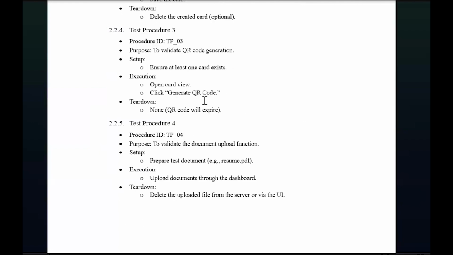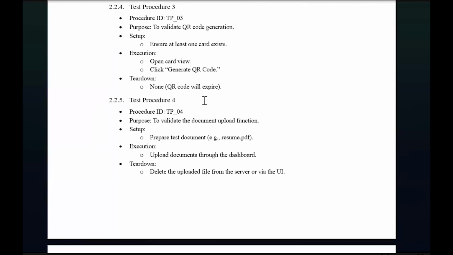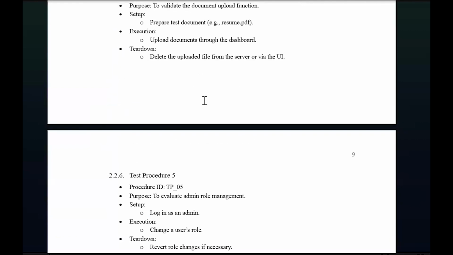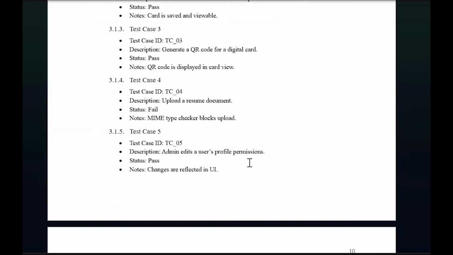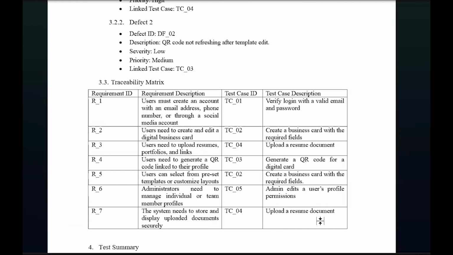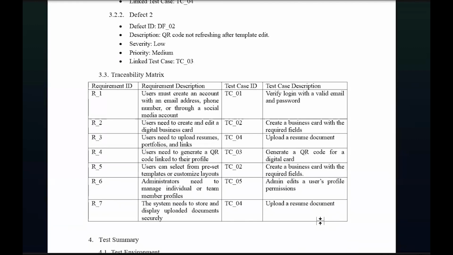When we did our test, 4 out of 5 test cases have passed. The only one that failed was for uploading documents. The file type checker rejected the file. We documented this issue in a defect report and marked it as high priority. Since uploading documents is a required feature, we also use a traceability matrix that maps each test case to the requirements in the SRS. This helped us confirm that our testing has covered all of the functions for the program.